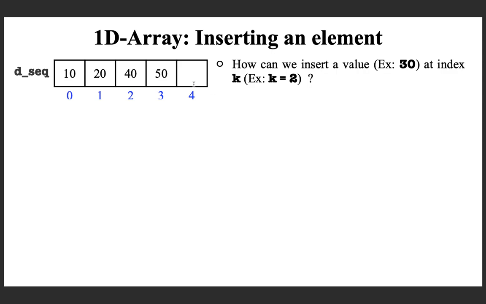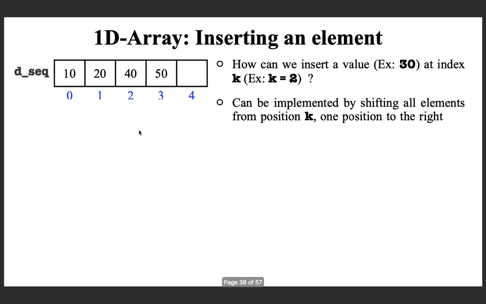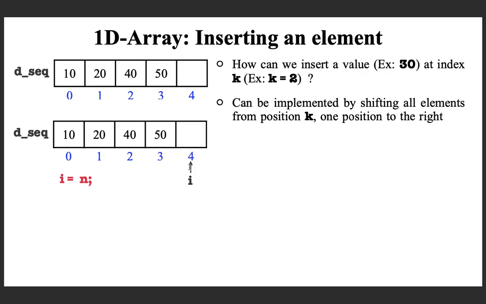The size of the array is 5. You only have 4 elements, so you can insert one more element. I want to insert at 2. The element required is 30. So how will you do it? It can be implemented by shifting the second last element to the last position. That is the first step. Then this to this position, and you keep on doing it until you copy the element from index 2 to the next position. Okay, what I said is, you start from index n.